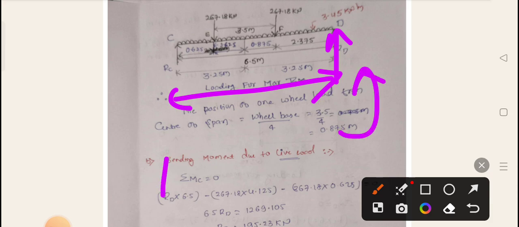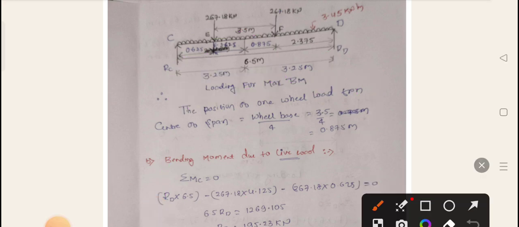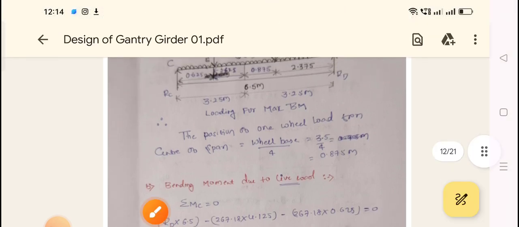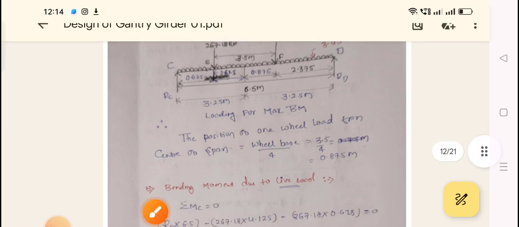How is it rotating? Anti-clockwise, that is positive. Next, 267.18 into this distance, 267.18 into 4.125. How is 4.125 coming? You can calculate this: 0.625 plus 3.5. If you add this, you get 4.125. The only thing you have to understand is force into perpendicular distance. This is the force and this is the perpendicular distance.